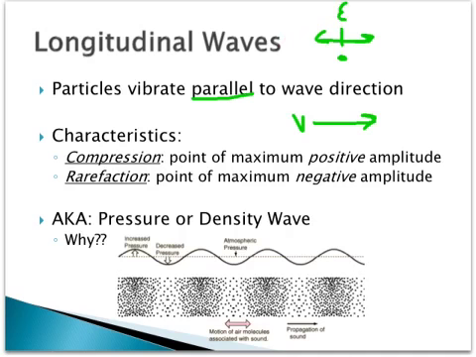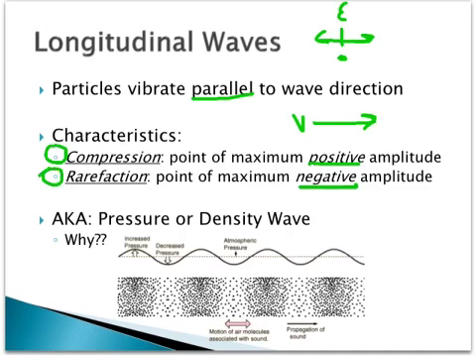So what you get is obviously a lot different than a transverse wave. The characteristics of a longitudinal wave is you get two points. Similar to a crest and a trough, you get points of maximum positive amplitude and negative amplitude, just like a crest and a trough. And what we call those are a compression and a rarefaction.